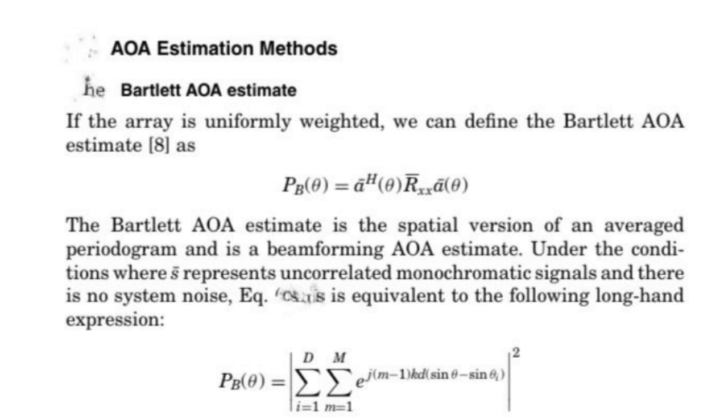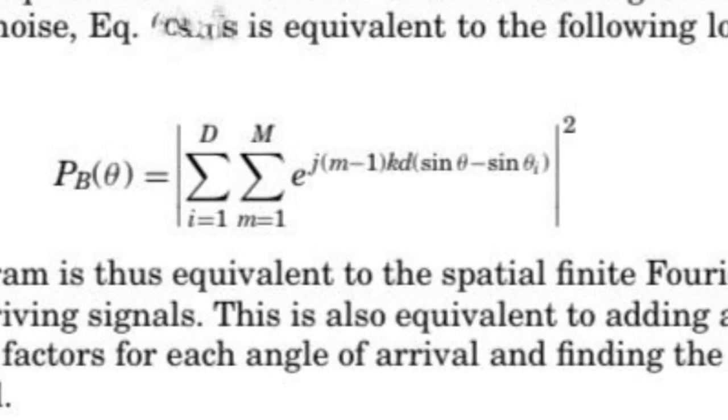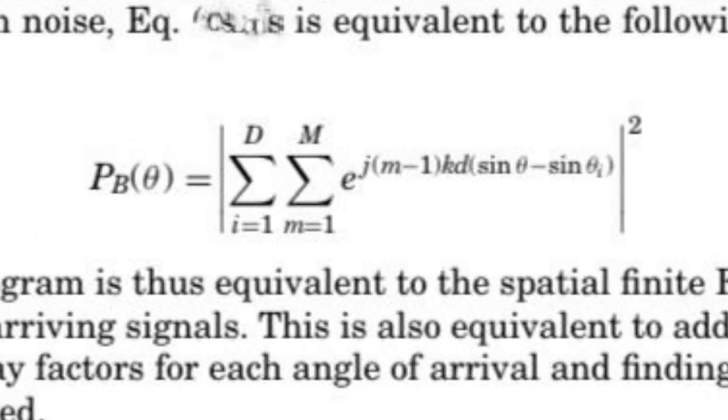Under the condition where the S vector represents uncorrelated monochromatic signals, and there is no system noise considered here, this is the formula for Bartlett estimation. The pseudo spectrum of theta is equal to the modulus of the summation of i equal to 1 to d, and the summation of m equal to 1 to M, e power j (m minus 1) k d (sin theta minus sin theta_i), the modulus squared.